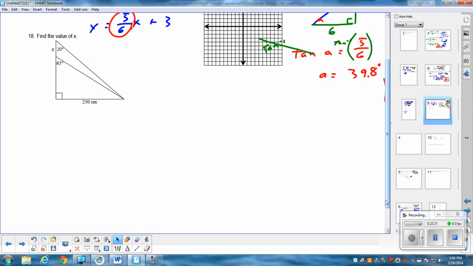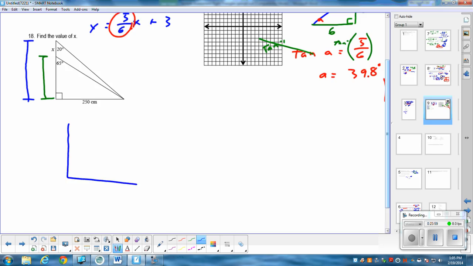Number 18 is very similar to the one with the balloon. We're going to want to look at this as two separate angles, or as two separate triangles. We have the big triangle, and we have the small triangle, because the trig that we know how to do can only be done in right triangles. So we're going to find the big triangle side and the small triangle side and subtract them from each other to get the difference between them, which is x.